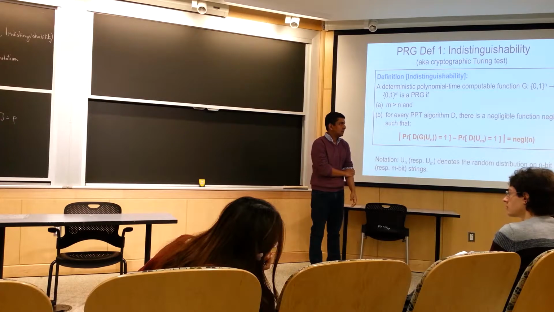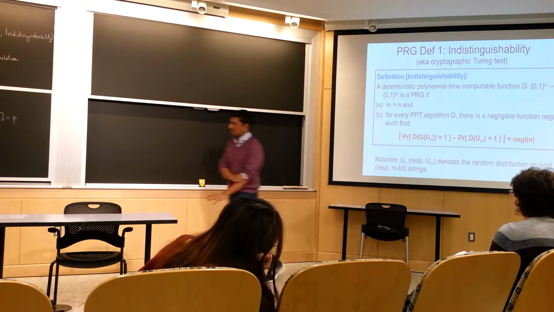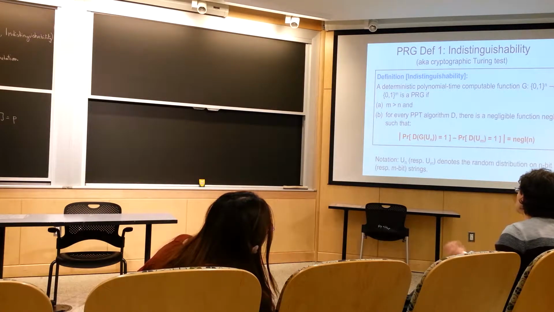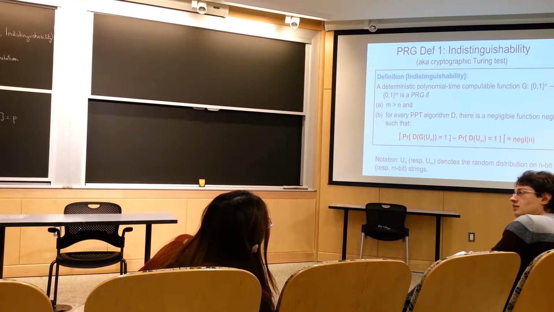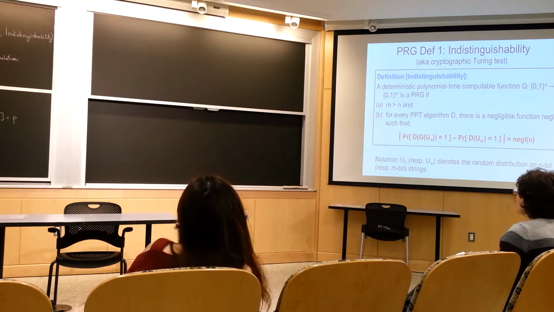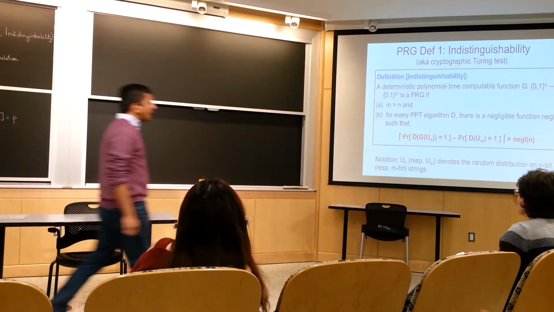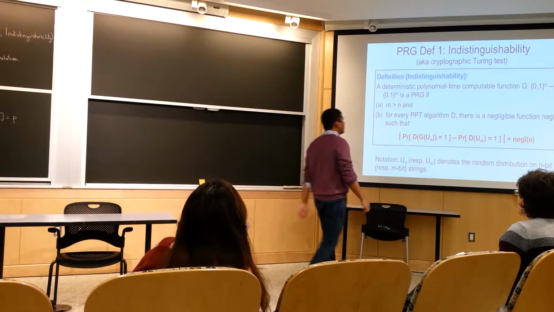Okay. Very good. So this is indistinguishability. Any questions? Any questions at all? This is super important. Yes. Why did you define it with respect to n bits? What do you mean? I see. So, okay, good. Very good.